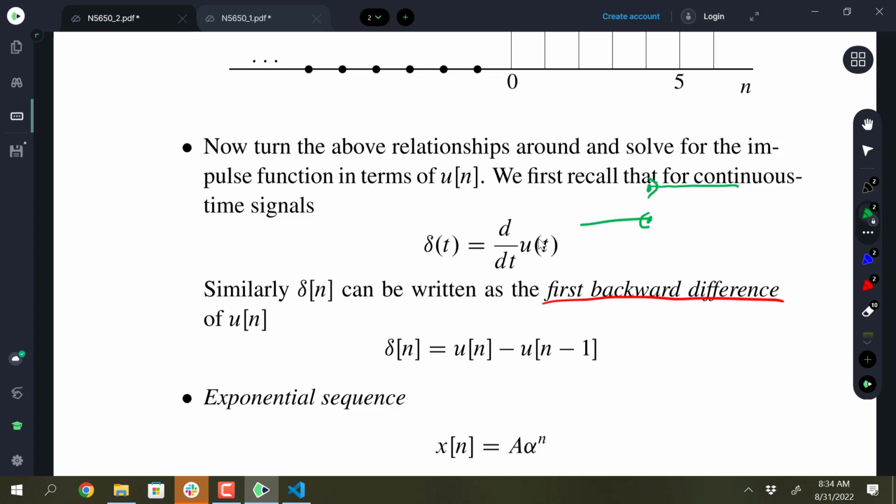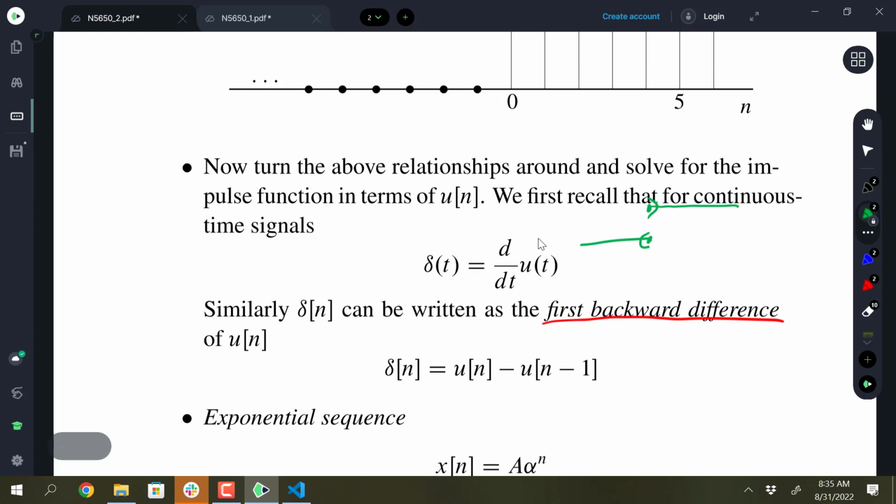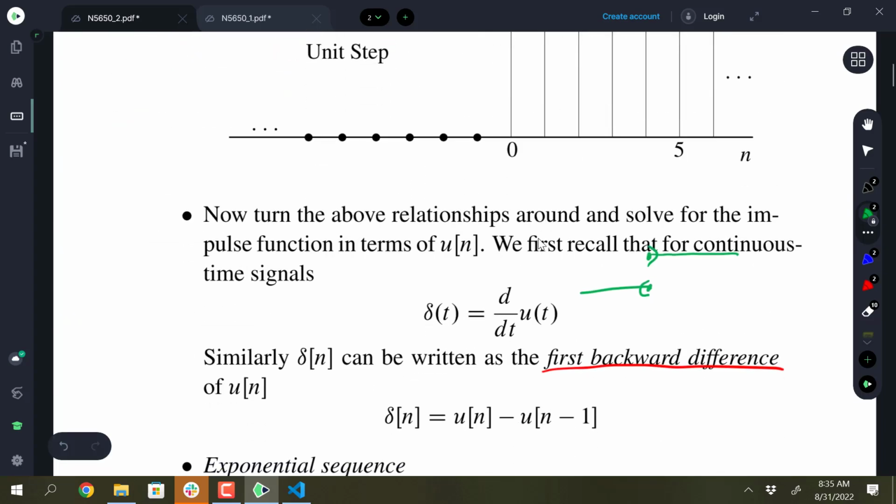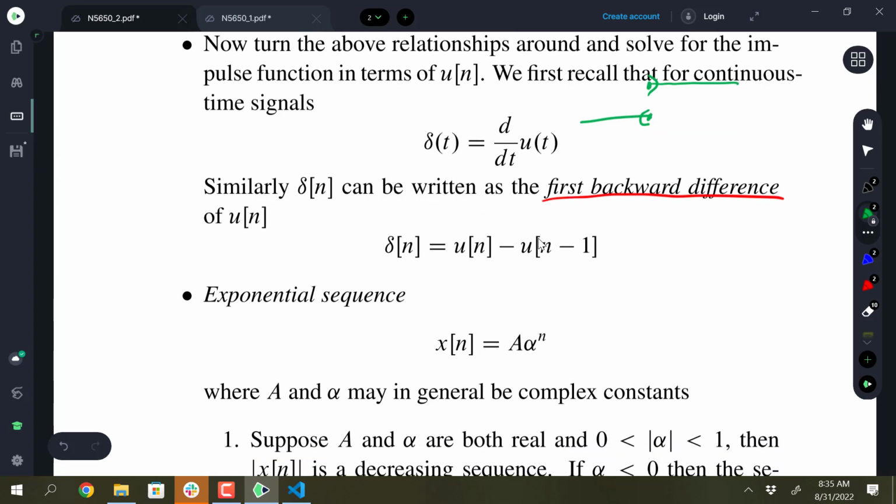Differentiating a step gives a delta, just like if you differentiate a triangle waveform, you get two step functions, right? So we have this property in Signals and Systems that we can differentiate to go in one direction, and then we can integrate to go back in the other direction. And in general, these are called singularity functions because they do ultimately end up in singularities that lead to the delta function.